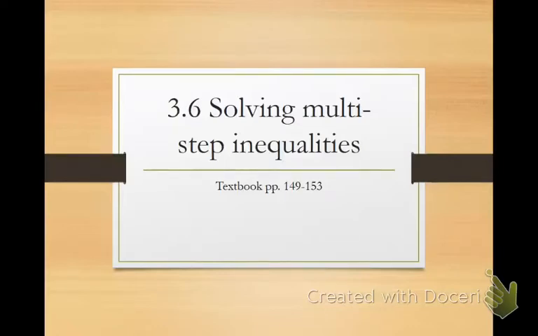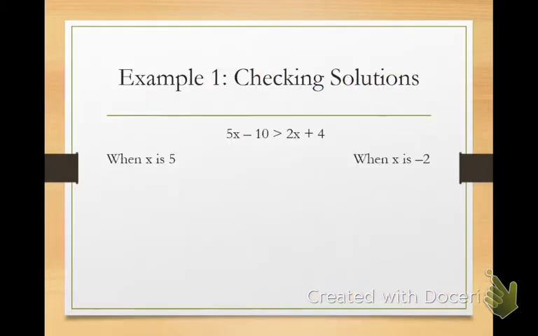So we're in section 3.6 today, solving multi-step inequalities, and that's basically just two-step inequalities. In example 1, we're checking solutions. So they give us a value, and we need to plug in that value into the inequality where we see the variables, and see if that value makes the inequality true.